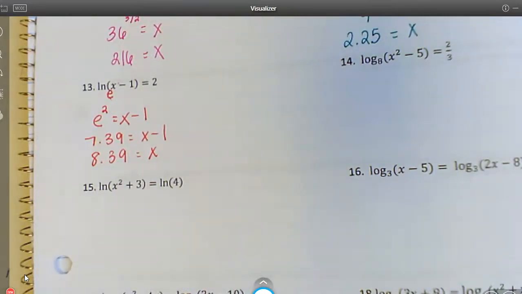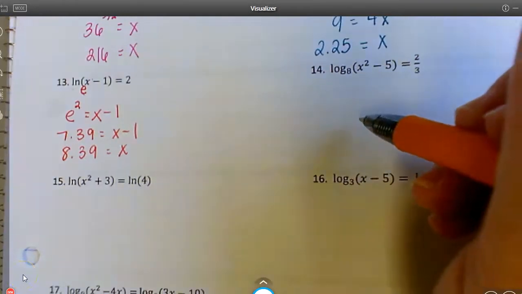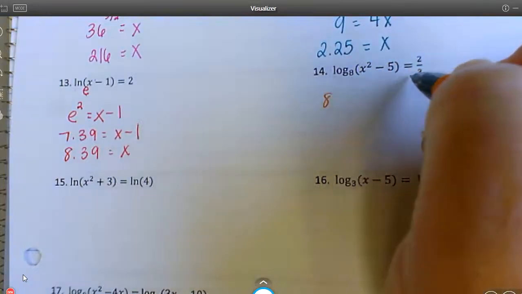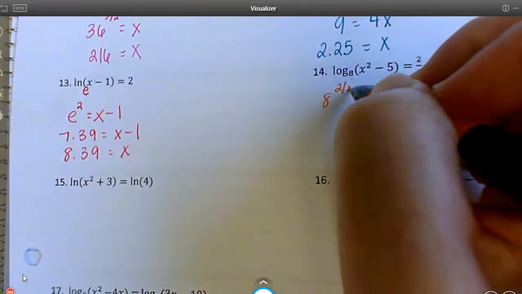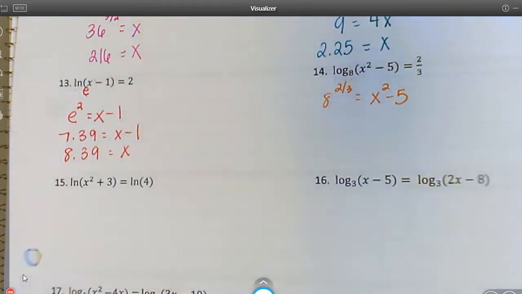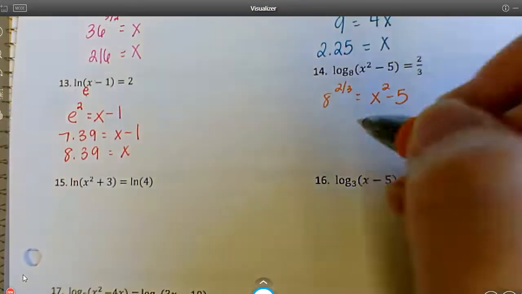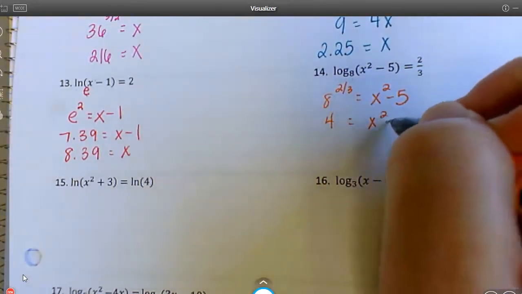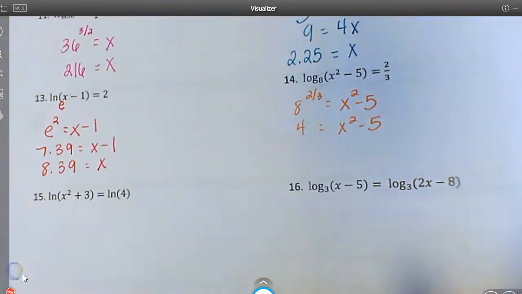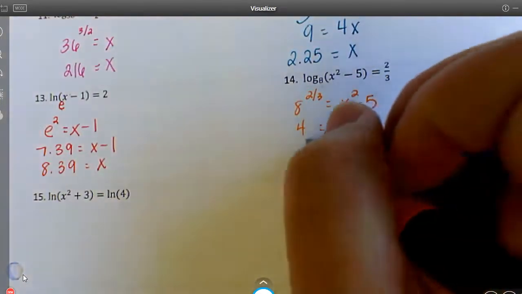All right, number 14. Go ahead and rewrite it. You might not know how to solve it, but go ahead and rewrite it first. All right, so if I rewrite this one, what am I going to start with? 8. And what power am I going to raise 8 to? 2/3. Equals x squared minus 5. Okay, that looks weird, but let's go ahead and figure out what 8 to the 2/3 is. It comes out to be 4. Okay, I'm trying to get x by itself. So now what? Add 5.